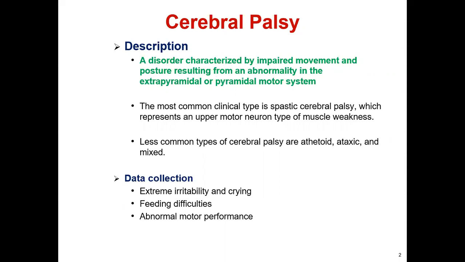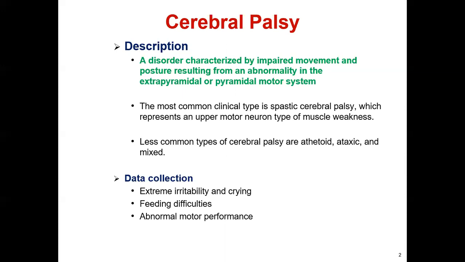So let me recap it. I said cerebral palsy is a group of disorders that affect movement, muscle tone, balance, or posture, right? And the most common clinical type is spastic cerebral palsy, which represents an upper motor neuron type of muscle weakness. And less common types of cerebral palsy are athetoid or ataxic or mixed type.